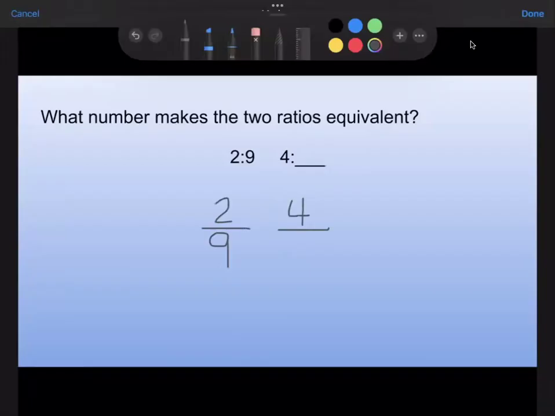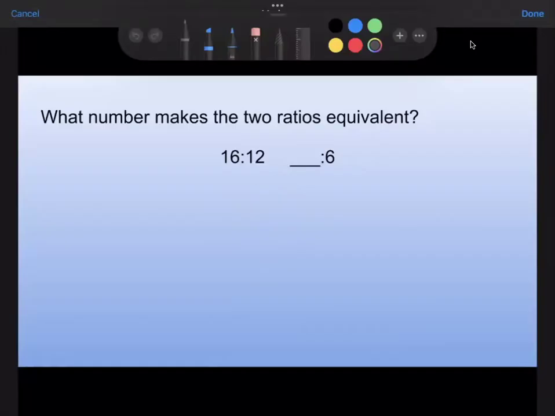So now I need to analyze how I would go from 2 to 4 using multiplication. The way that I would do that is I would multiply it by 2. So I'm going to do the same thing on the bottom so I can get that blank number. 9 times 2 is 18. So that is the number that would go here to make these equivalent ratios.